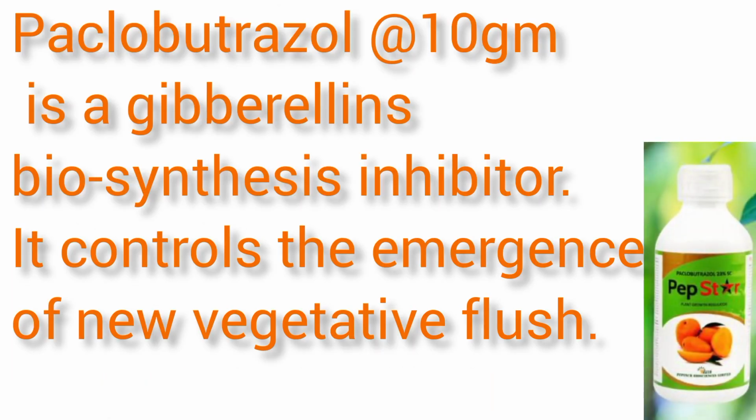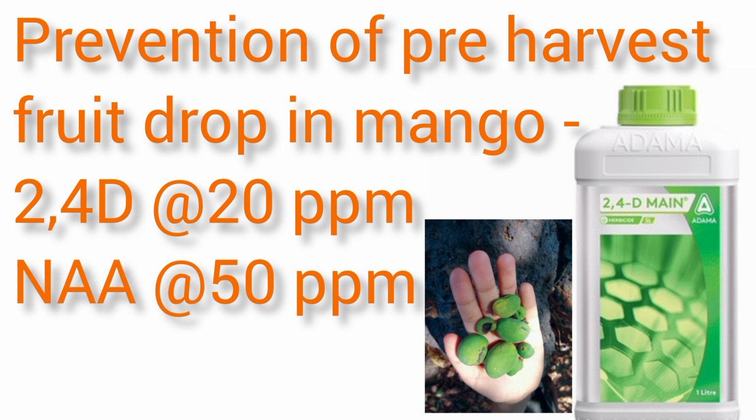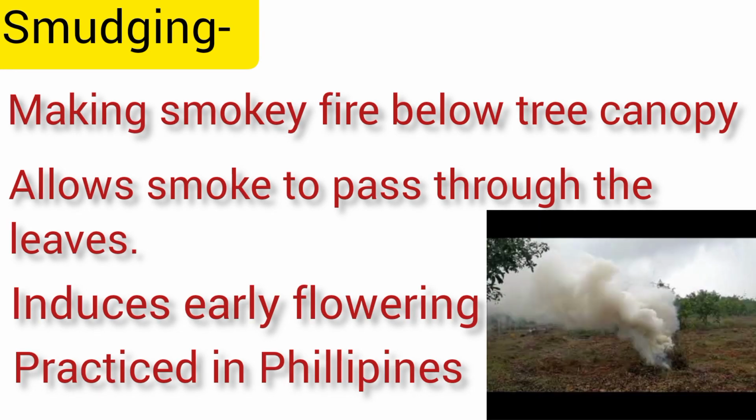Paclobutrazol controls the emergence of new vegetative flush. Fruit drop can be prevented by using 2,4-D and NAA in the respective concentrations. Smudging is a process of making smoky fire below a tree canopy which induces early flowering. It is mainly practiced in the Philippines.